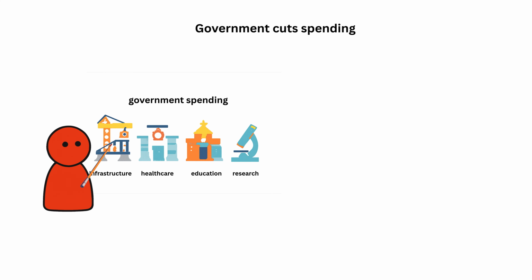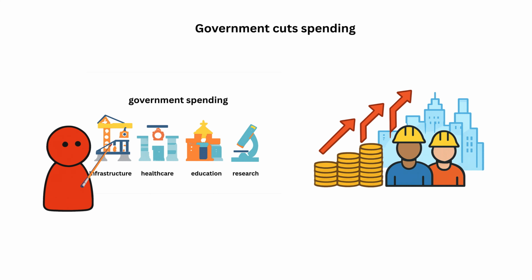Government spending can include building infrastructure, providing healthcare and education, and investing in research and development. By increasing public spending, governments can stimulate demand in the economy, leading to job creation and growth.